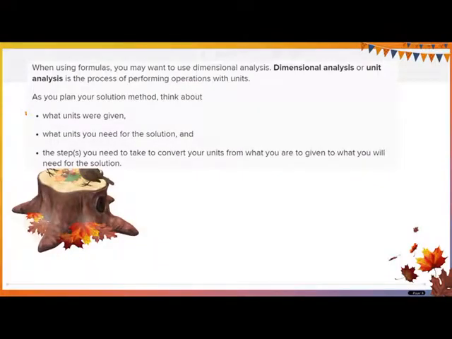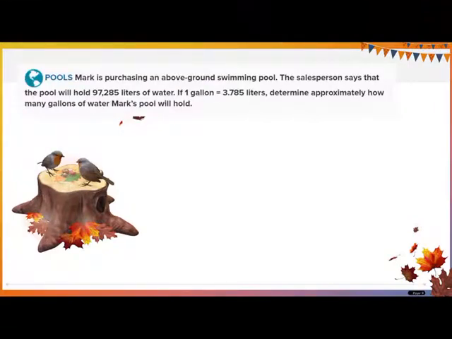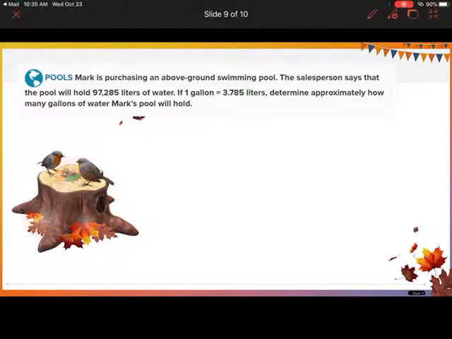When using formulas, you may want to use dimensional analysis. Dimensional analysis or unit analysis is the process of performing operations with units. So as we plan, we need to think about what units we're given, what units you need, and the steps you need to convert them. So Mark is purchasing an above ground pool. The salesperson says the pool will hold 97,000 liters of water. If 1 gallon equals 3.785 liters, determine approximately how many gallons the pool will hold.